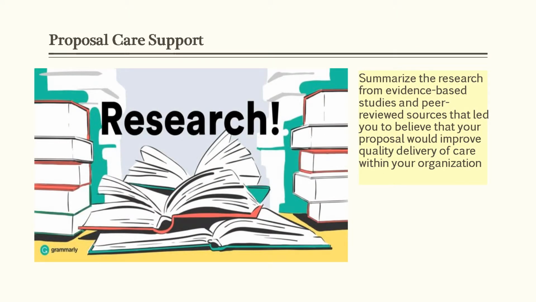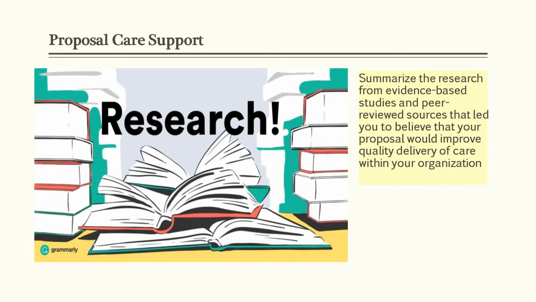The research element of the rubric: here you're going to summarize the research from evidence-based studies or peer-reviewed sources that led you to believe that your proposal would improve quality delivery of care within the organization. So you're going to probably reiterate some of the literature that you provided in Milestone 1. However, in this section, you're going to talk about how that particular source supports your recommendation and your feeling that this needs to be fixed at this particular hospital.